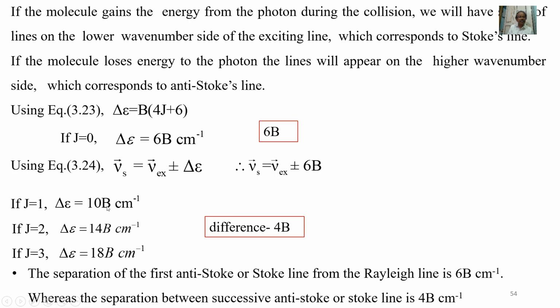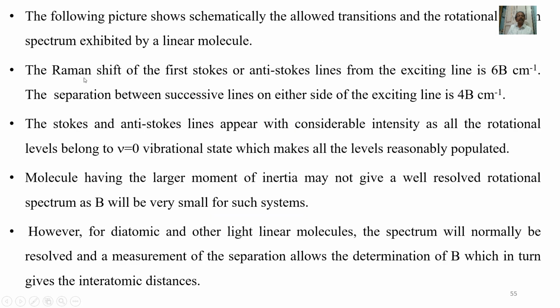And just look at the variation. The difference is nothing but 4B on either side. So it implies that the separation of the first anti-Stokes or Stokes line from the Rayleigh line is 6B per centimeter, whereas the separation between successive anti-Stokes and Stokes lines is nothing but 4B per centimeter. The following picture shows schematically the allowed transitions and the rotational Raman spectrum exhibited by a linear molecule. The Raman shift of the first Stokes and anti-Stokes lines from the exciting line is 6B per centimeter. The separation between successive lines on either side of the exciting line is 4B per centimeter.